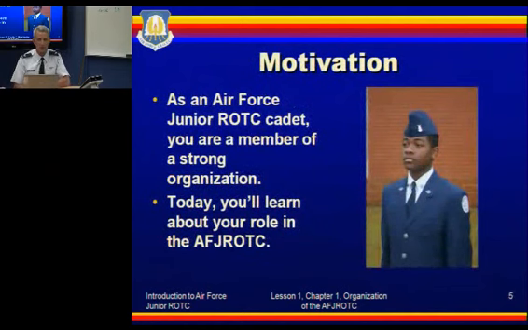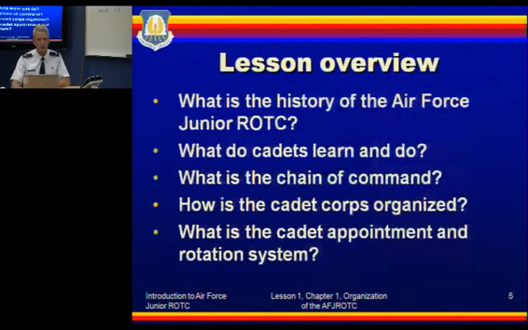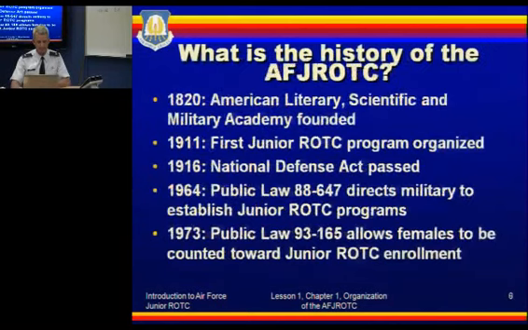Here you need to realize that when you start wearing our uniform, you are a member of an organization that is bigger than yourself. And we'll talk about some of the history, what the cadets can learn and do, and also what the chain of command is. This is kind of a background of what I was alluding to before.